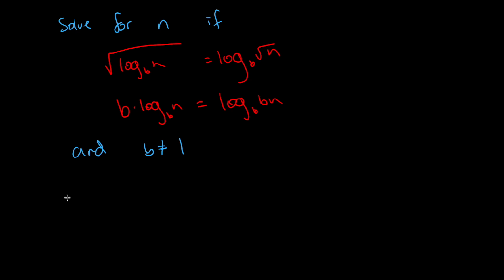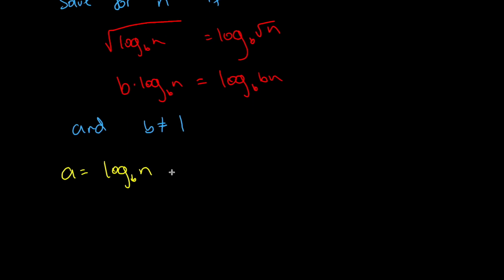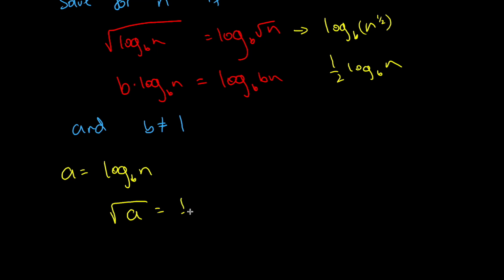So I'm going to set the variable a to be equal to log base b of n. Now I can rewrite all my equations. Root a is equal to, well, we can rewrite this. We know that this is log base b of n to the power 1/2. And using our log identity, we have 1/2 log base b of n. So this right side is simply equal to 1/2 a.